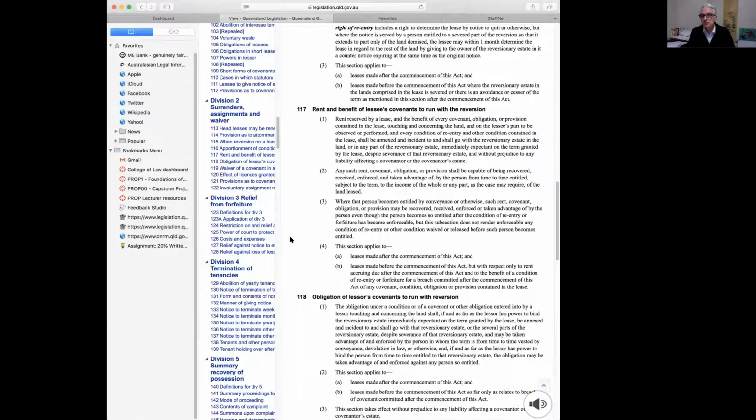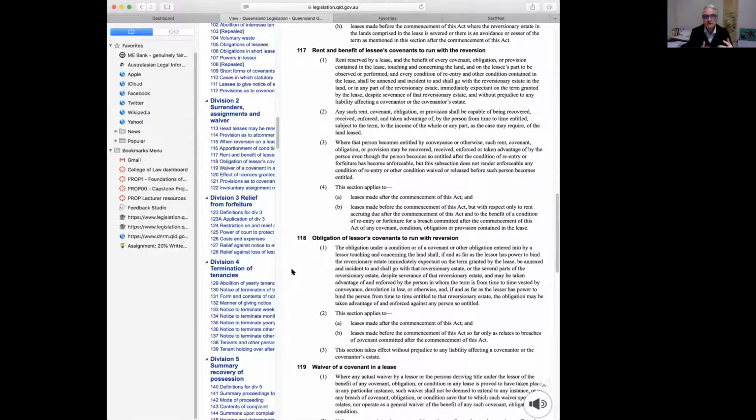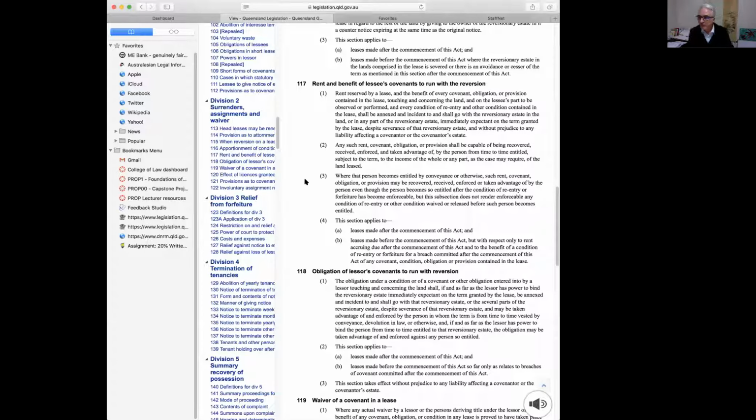Section 117 looks at the rent and the benefit of the lessee's covenants to run with the reversion, and the obligation of the lessor's covenants to run with the reversion. Now, these ideas were about running with the reversion. That's actually when the lessor is assigning their interest.